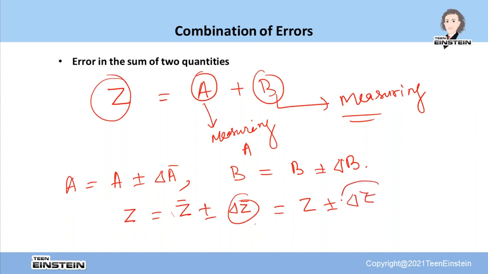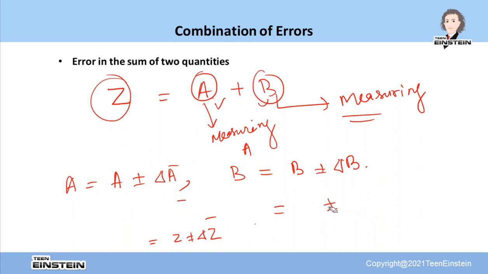Okay, so suppose you have to write this delta z, then how do you write? You have two quantities A and B which are summed here. So if you are going to write z equal to z plus or minus delta z, then look, you have the measurement here and here, and they also have error. So finally, what do you have to write?